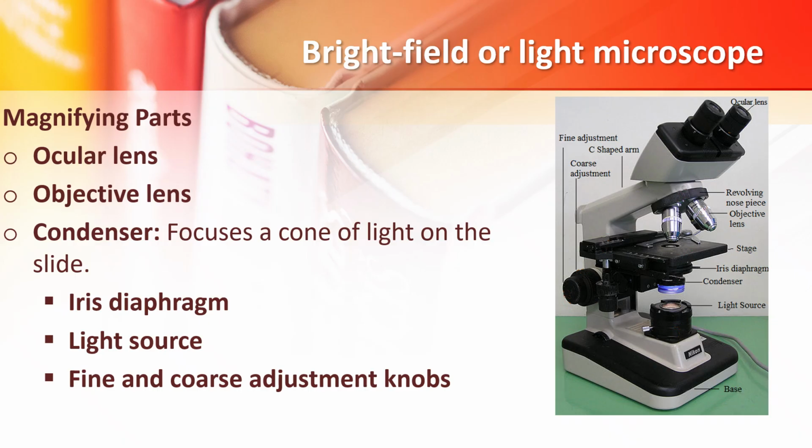What are the magnifying parts of this bright field microscope? Ocular lens and objective lens. Can you see here? Ocular lens. It is mentioned everything here. Then objective lens, condenser is there which focuses the cone of light onto a slide. In that condenser you can see iris diaphragm, light source, and fine and coarse adjustment knob. Everything is mentioned in this picture. You can see it clearly.